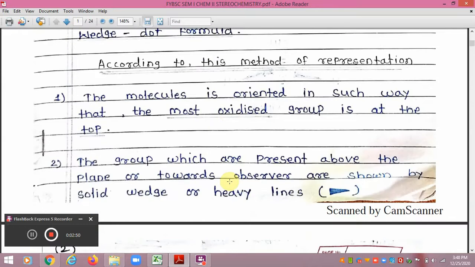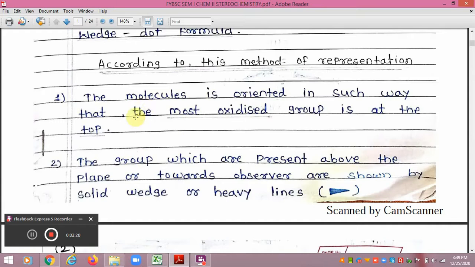So according to this representation, what we have to do? As we are going to talk about the three-dimensional structure of the molecule, it means we are going to talk about the 3D structure. It means some part of the molecule will be present above the plane or towards the observer, another part will be present below the plane or away from the observer, and the remaining part will be present in the plane. That is simply a way to understand with the help of stereochemistry.